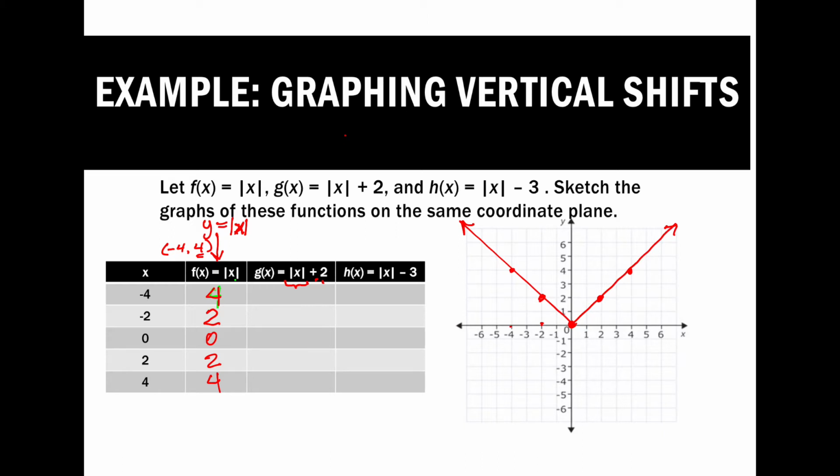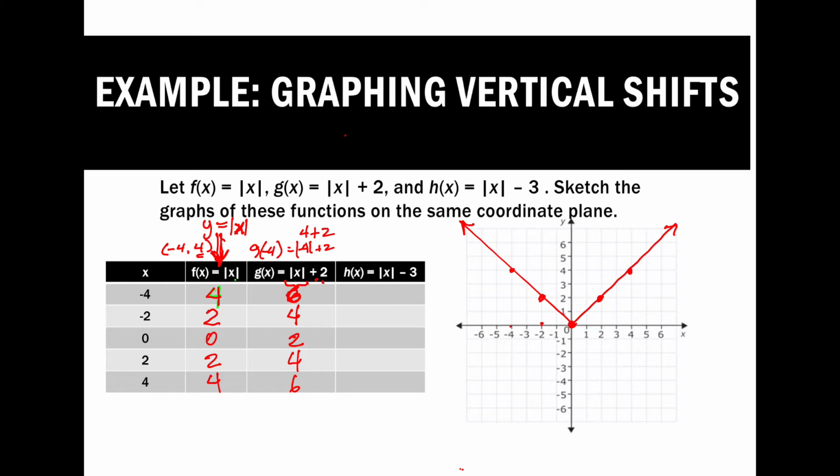So we can see that when I go g of negative 4, I get the absolute value of negative 4 plus 2. Well, the absolute value of negative 4 is 4. And so what happens is I'm just going to add 2 to the original outcome I had in this column, in the f of x, the original column. So that helps me here. If my outcome was 4, that means I'm going to add 2 to that, so my outcome would be 6. If the outcome here was 2, I'm going to add 2 to that. That gives me 4. 0 plus 2 is 2. 2 plus 2 is 4. And 4 plus 2 is 6.